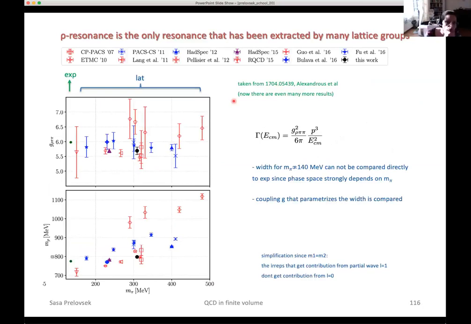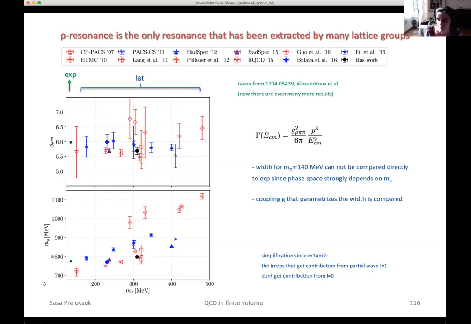Okay, maybe before telling you the result, no, let me tell you the results. So what do people extract? People extract the resonance mass. This is the experimental value, 770. And you can see that the mass rises as the pion mass rises. Not all the groups get agreement, but okay. And these are results from various groups from a review from 3 years ago. By now there are even many more results. Okay, so the mass of the rho resonance rises with the pion mass, that you're not surprised.